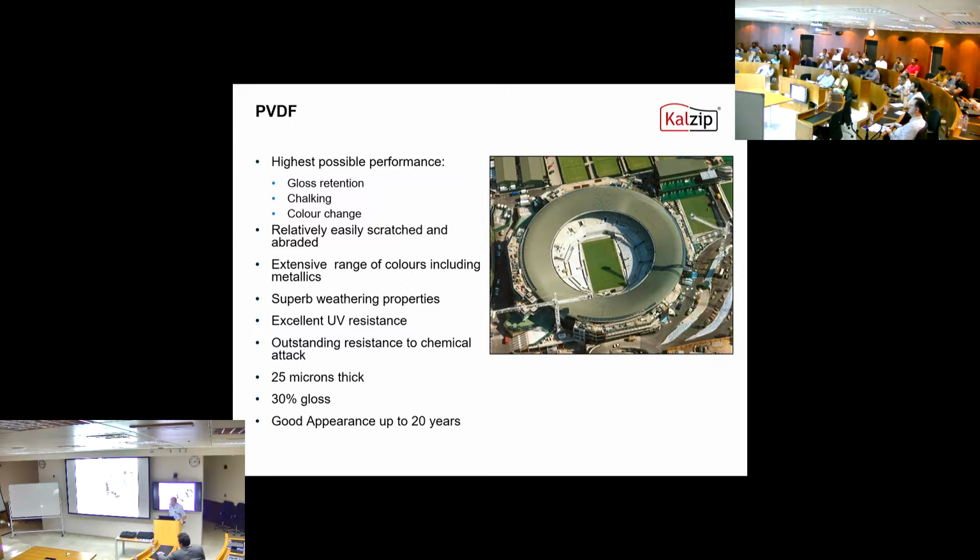We do PVDF finishes, so you've got high gloss retention, good colour fastness, scratch resistant. Lots of different colours can be considered, including metallic colours, good weathering characteristics, excellent UV performance. 25 microns thick, so it's slightly thicker, 30% gloss level, and again, good appearance up to 20 years.